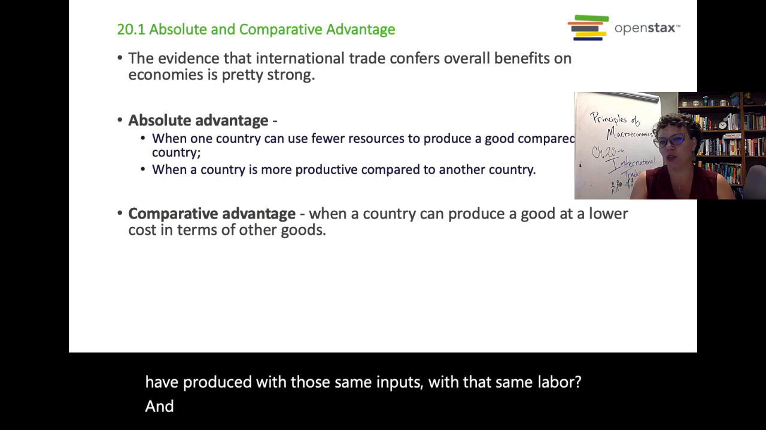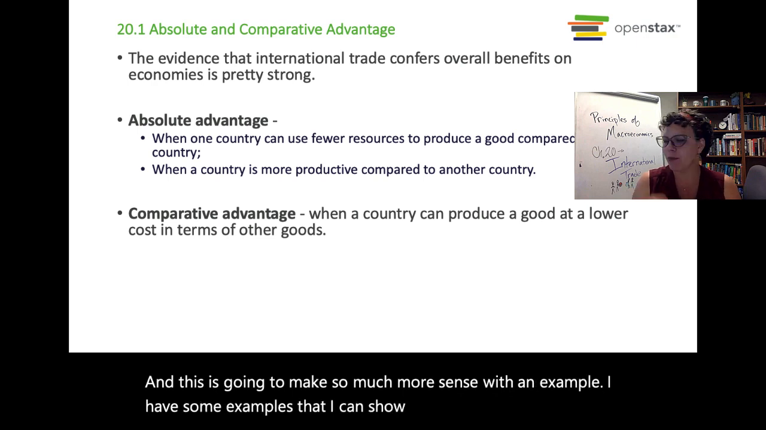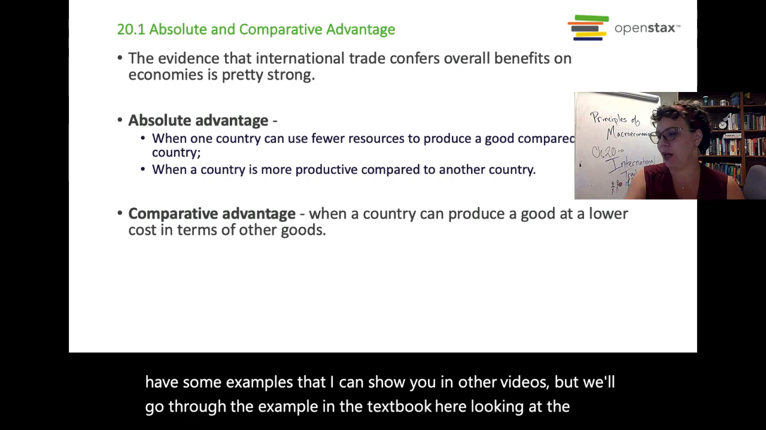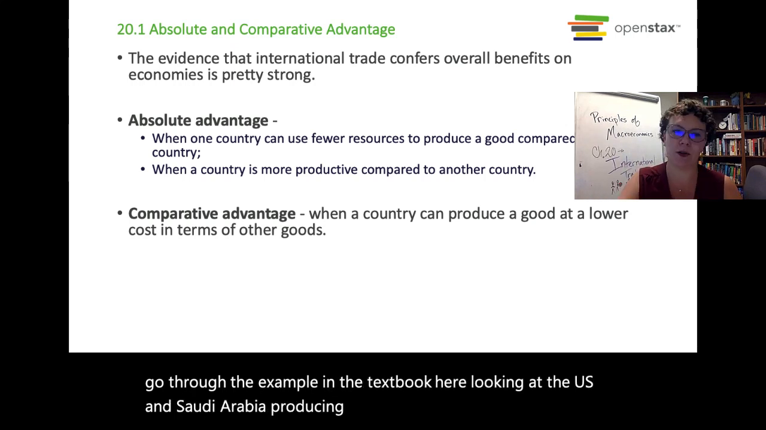And this is going to make so much more sense with an example. I have some examples that I can show you in other videos, but we'll go through the example in the textbook here, looking at the US and Saudi Arabia producing corn and oil.